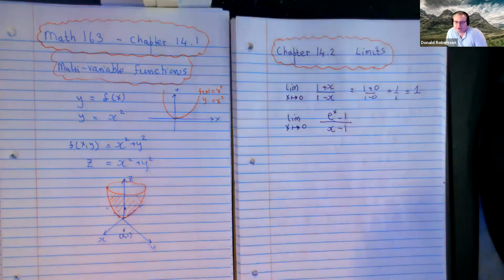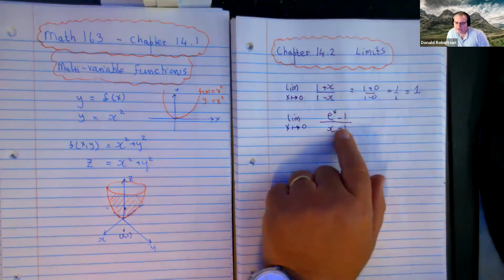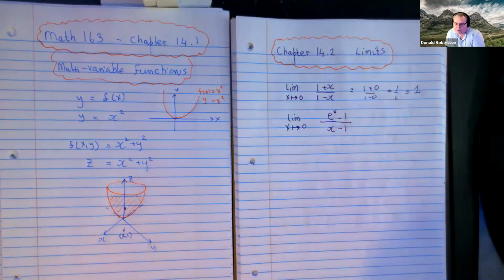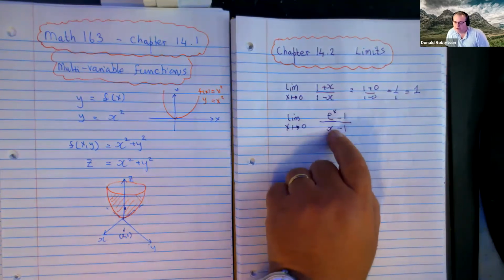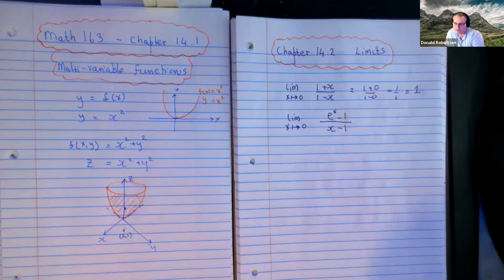Now, if you want to define the limit of this fraction as x tends to 0, would you agree that if you try and plug in 0, you get 0 on the top, you get 0 on the bottom, and 0 over 0 is called indeterminate form? It means we do not know the answer yet.